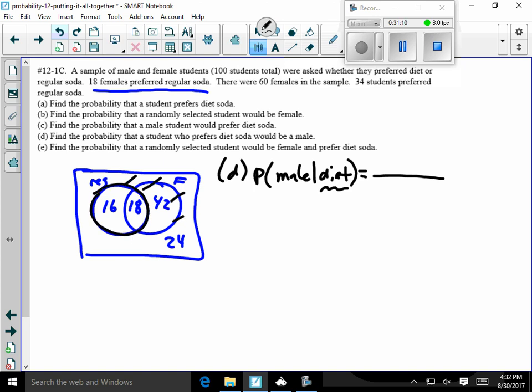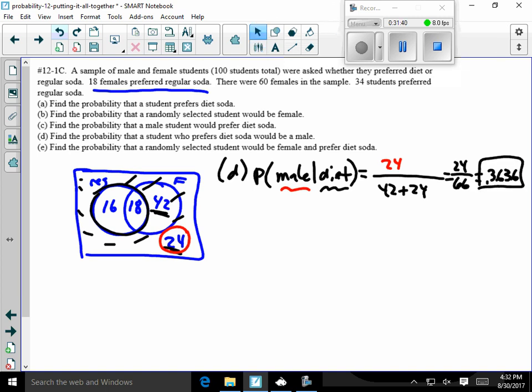So all of the area outside of the regular circle consists of these two numbers, 42 and 24, right? 42 plus 24. And then in that conditional sample space, how many people are males? Those would not be the 42 that are in the female circle, it would be the 24 that are outside of the female circle. So that would be 24. This time it's 24 out of 66, and that turns out to be 0.3636. So again, just like when we did this with a table or with a tree.